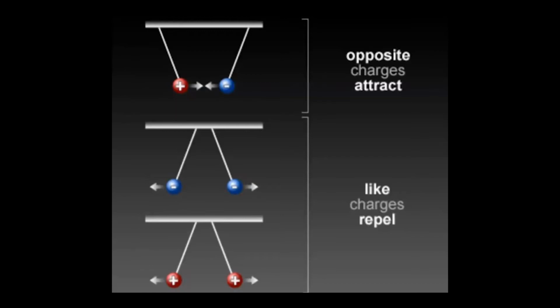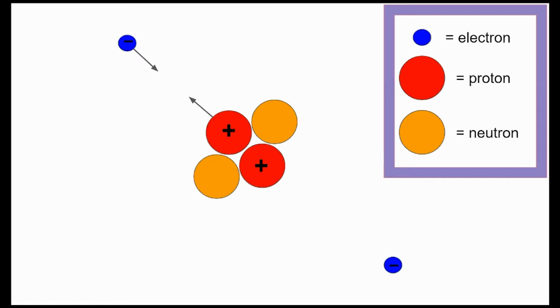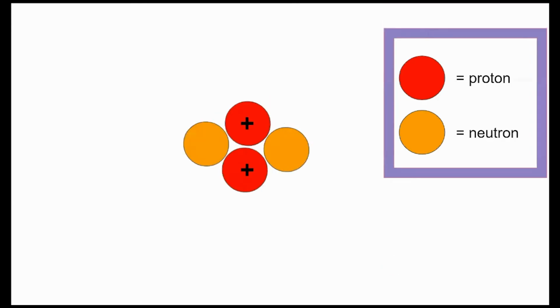They'll repel each other. With this idea of electric charge, we can now begin to understand why the electrons don't just fly away. The negatively charged electrons are always being pulled towards the positively charged protons. But you might be thinking, what about this thing called the nucleus? What holds that together? The protons are both positively charged, so shouldn't they want to push each other apart?